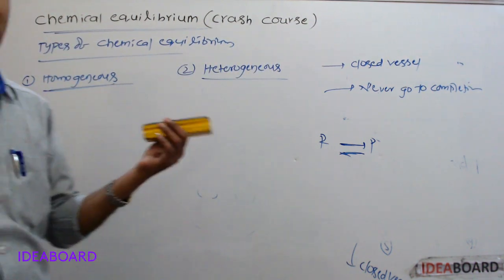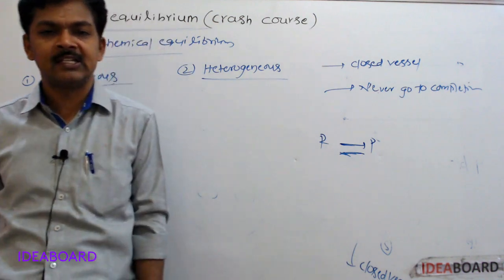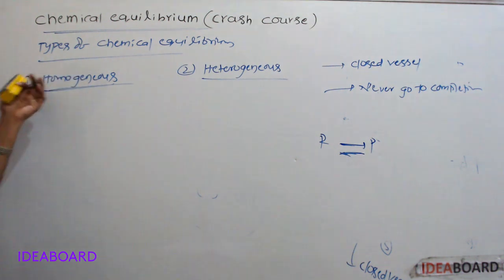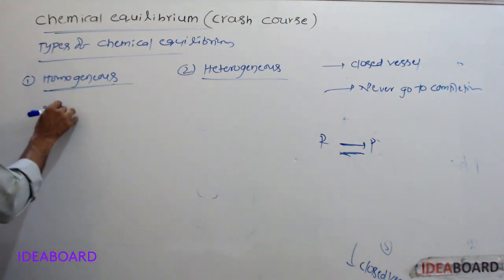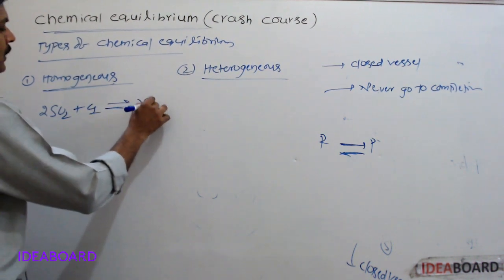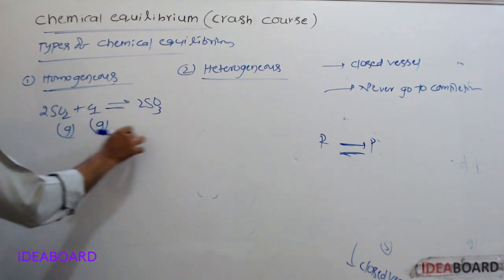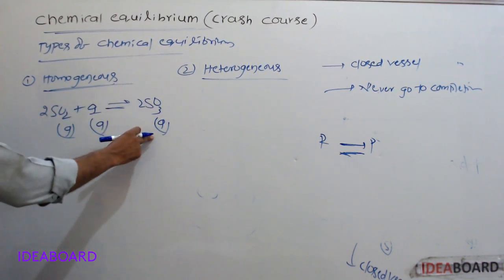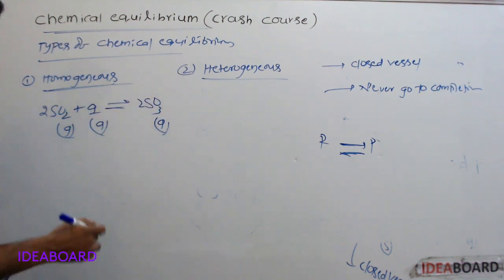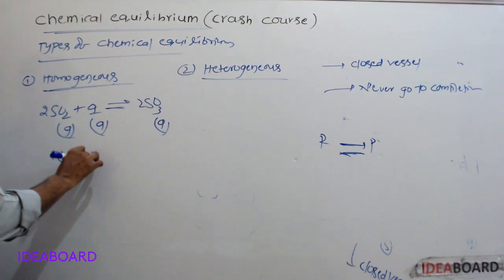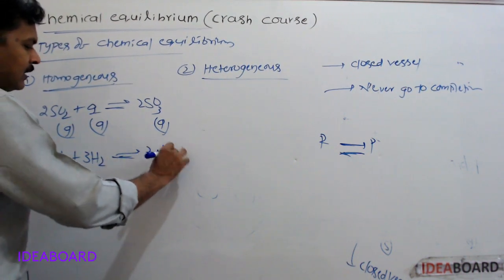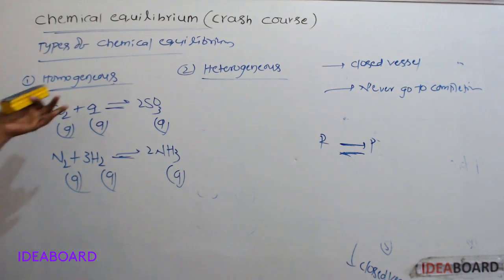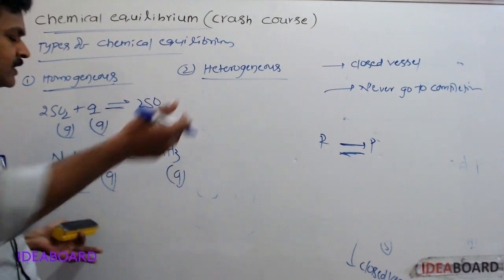Homogeneous equilibrium means that if all the reactants and products are in the same physical state, it is called homogeneous equilibrium. So 2SO2 plus O2 gives rise to 2SO3. All are gases. Here all the reactants and products are present in the same physical state, that is, the gaseous state. Or we can take this example also: N2 plus 3H2 gives rise to 2NH3. All are in gaseous states. So all the reactants and products are in the same physical state, either gaseous or liquid.